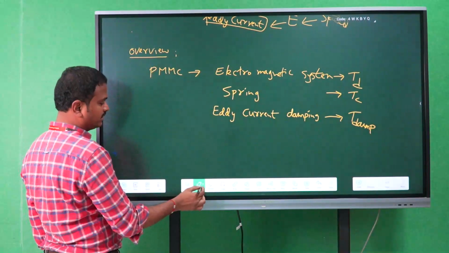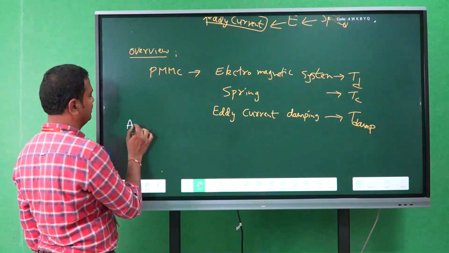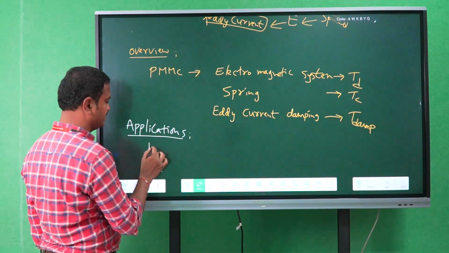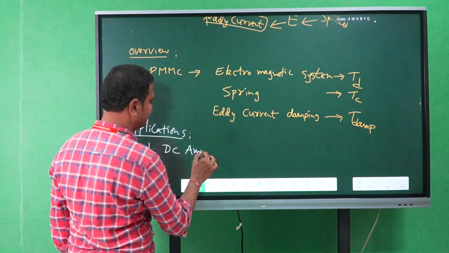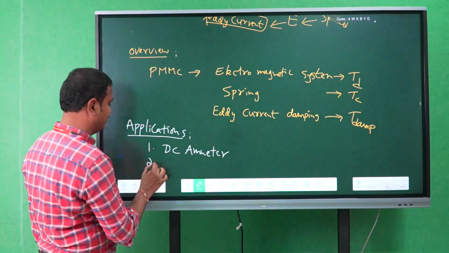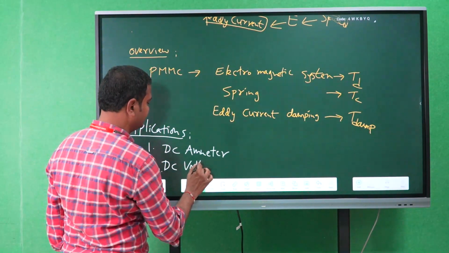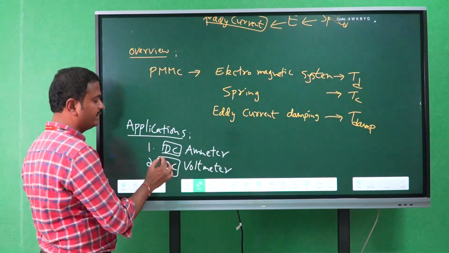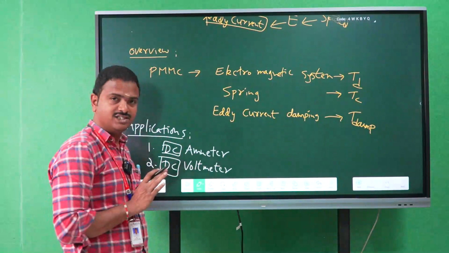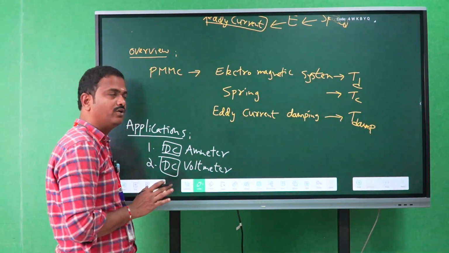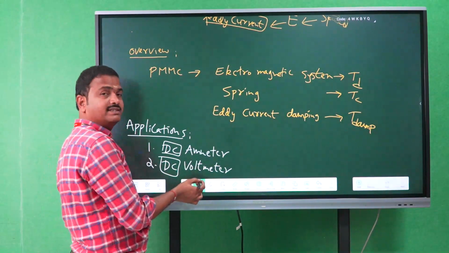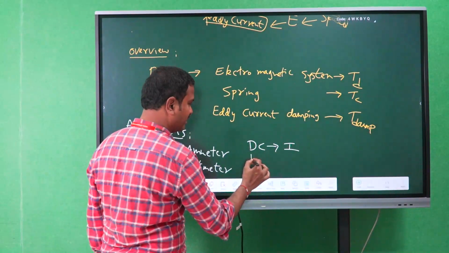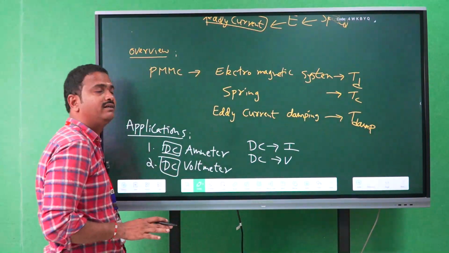Okay, so what are those meters? Nothing but applications. Applications, nothing but DC ammeter and DC voltmeter, etc. Okay, why DC ammeter and why DC voltmeter? Because this PMMC instrument, permanent magnet moving coil instrument, measures quantities related to the DC direct current quantity. That means direct current or direct current voltage values only.